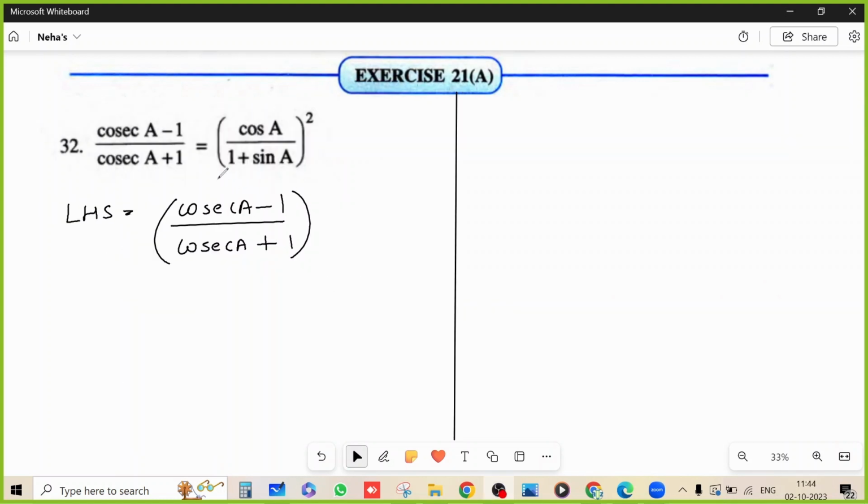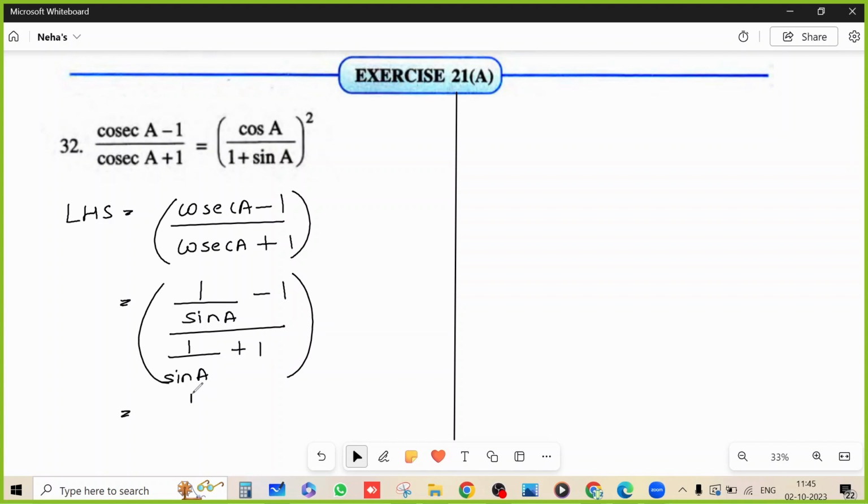The next question has the left hand side equal to (cosec A minus 1) divided by (cosec A plus 1). Here we will first convert it in the form of sin by writing cosec A as 1 divided by sin A, and in the denominator also we will write 1 divided by sin A plus 1. When you take the LCM, this will become (1 minus sin A) divided by sin A, and the denominator part will become (1 plus sin A) divided by sin A.